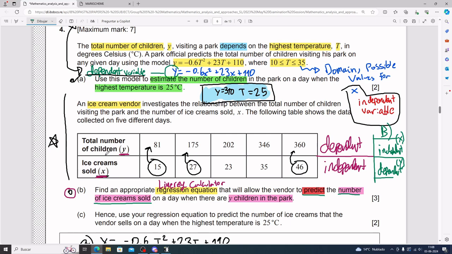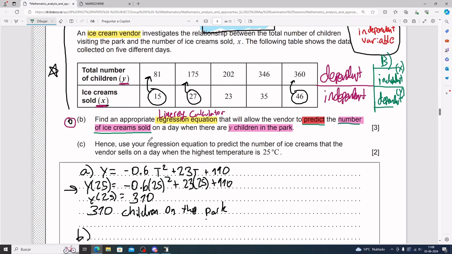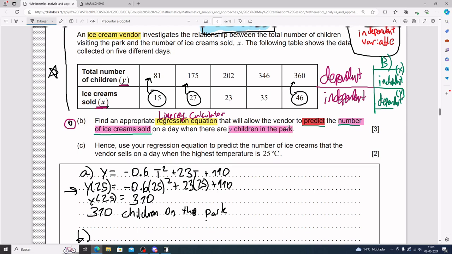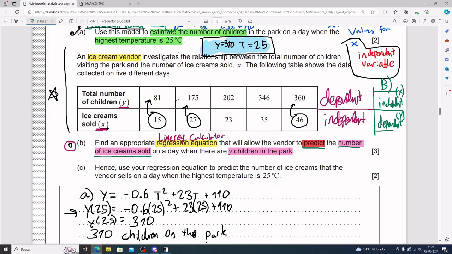Total number of children is Y, that the ice cream sold is X, that he's using the ice creams to explain the number of children. But for part B, it's a little bit different. They want you to explain the number of ice creams sold. They want you to predict the number of ice creams sold, based on the children. So basically part B is the other way around.